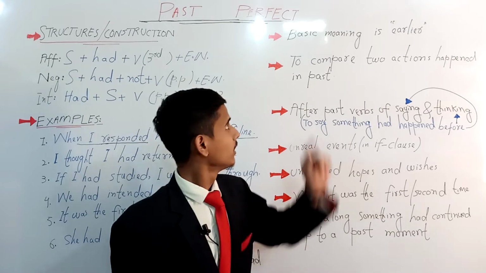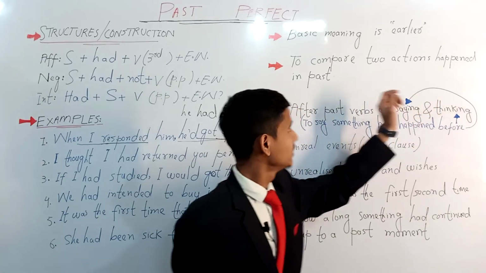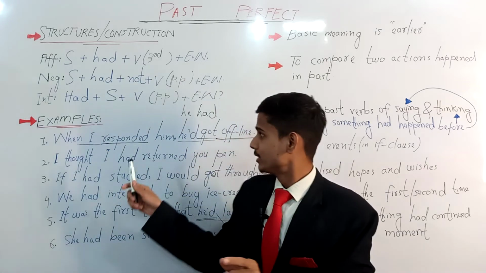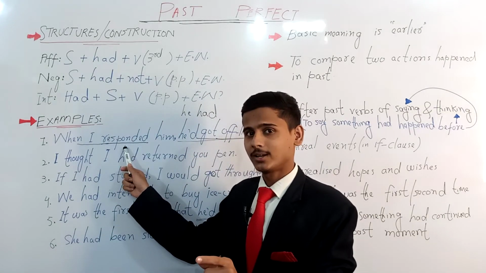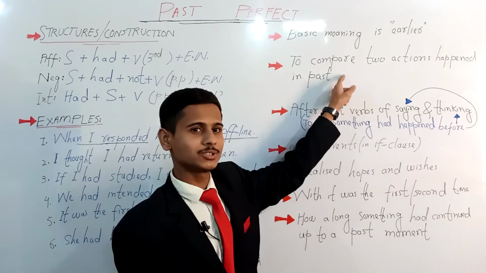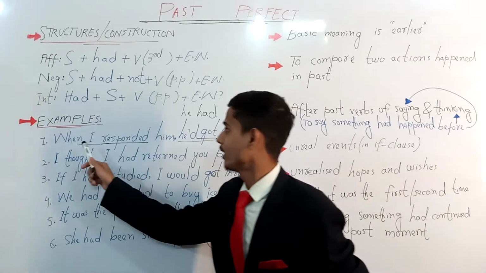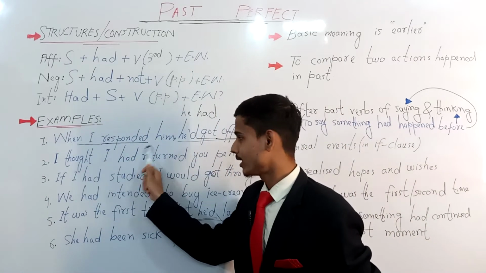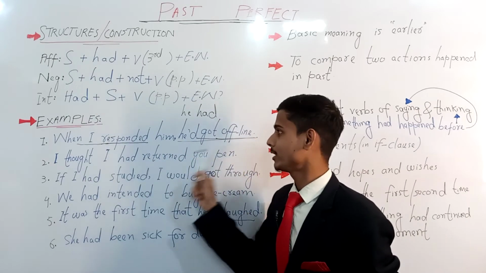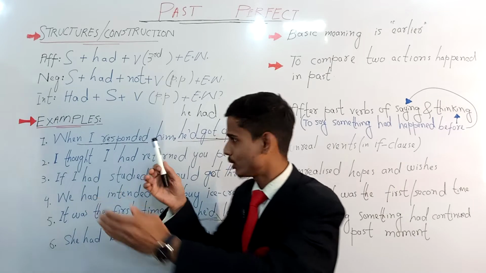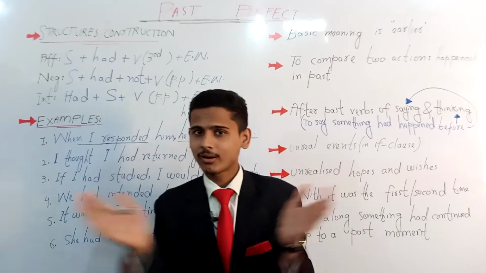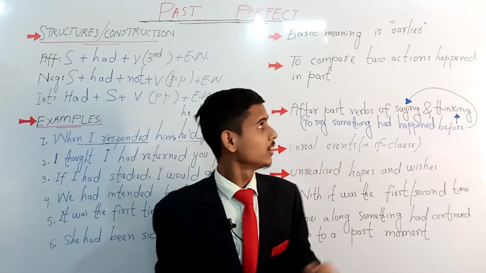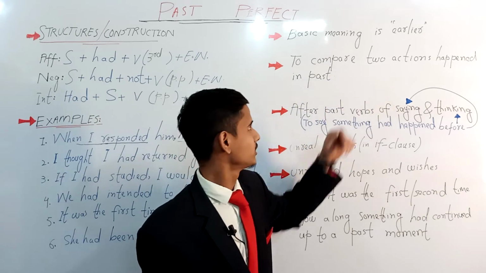Again, saying to compare two actions that happened in the past. To compare two actions, right? It means this one example that we have looked at really fits the second usage of past perfect. Let's move back here. When I responded, he had got offline. This action happened, but after the second one. So here we are comparing two actions, right? What we are really doing is comparison. This one is proved.